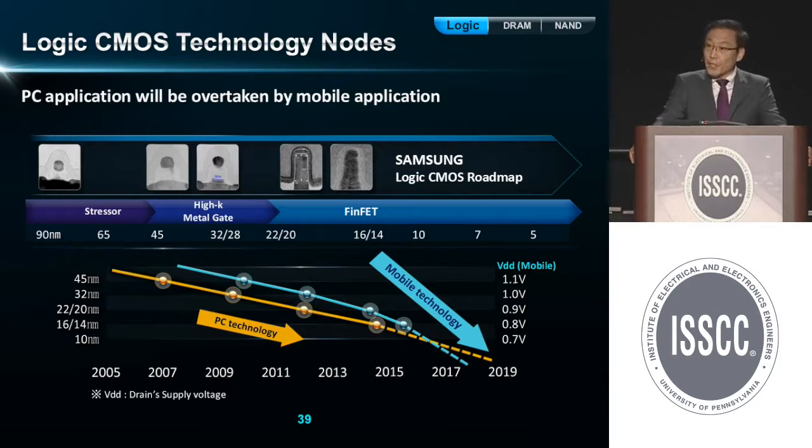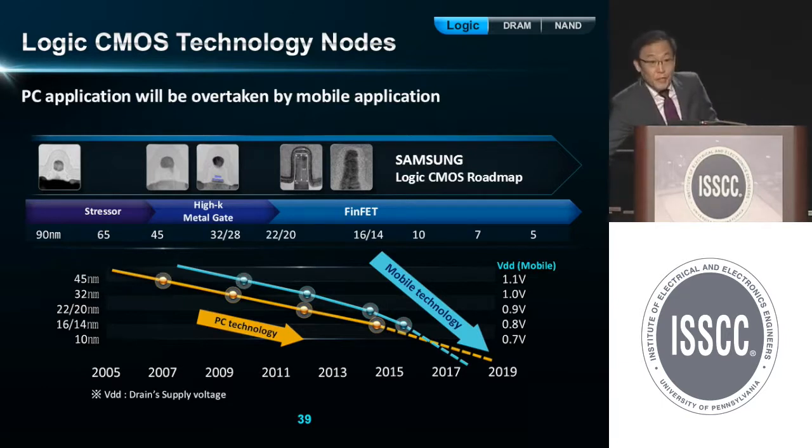For instance, in mobile devices, 45 nanometer technology was adopted 2 years later than PCs. But for 14 nanometer, the gap narrowed down to 3 months. Mobile application will probably lead in 10 nanometer adoption instead of PC applications.